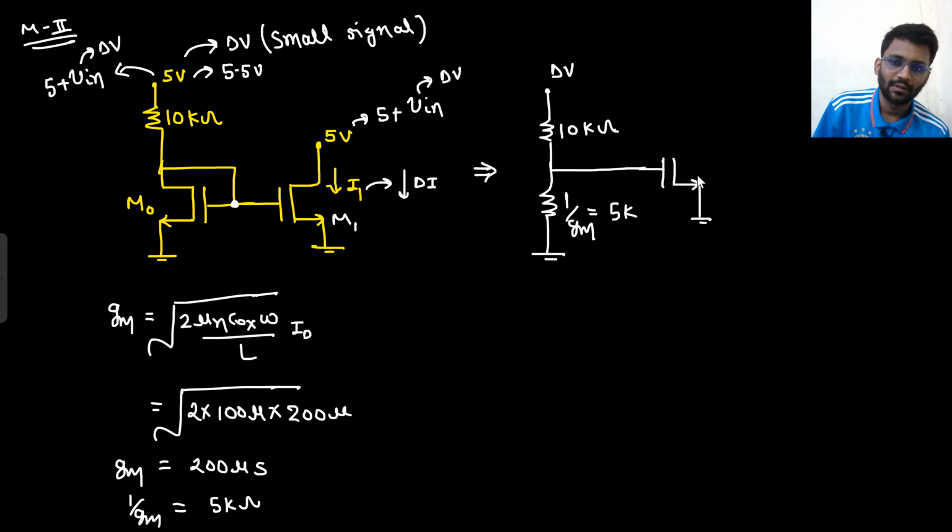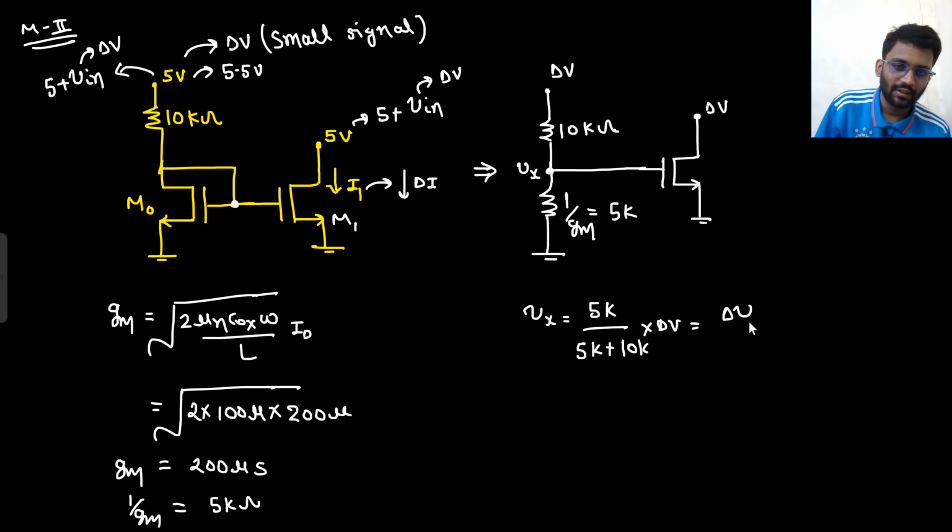This 1 by GM is fed to this MOS, and here there is delta V applied. Here also there is delta V applied, but that doesn't even matter, right? So what will be the voltage coming here? Let's call this node small Vx. So small Vx would be 5k divided by 5k plus 10k into delta V. So that would be delta V by 3. So this node is delta V by 3.